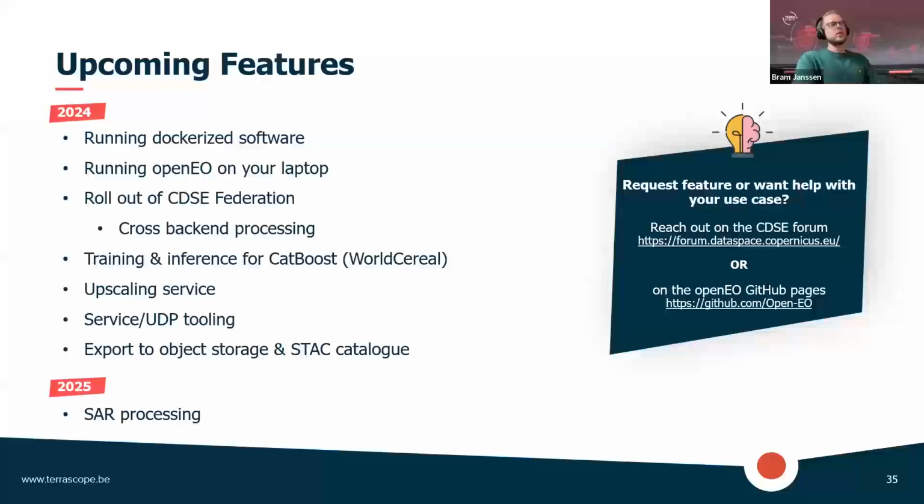And also extending the way that you can retrieve results from openEO. Right now, you can download the results to your local environment, but we also want to support alternatives such as exporting it to object storage or directly ingesting it into a STAC catalog. For 2025, we'll be aiming at adding SAR processing to the openEO capabilities.